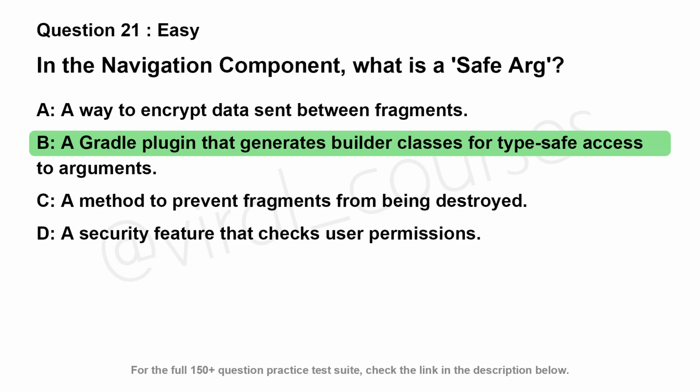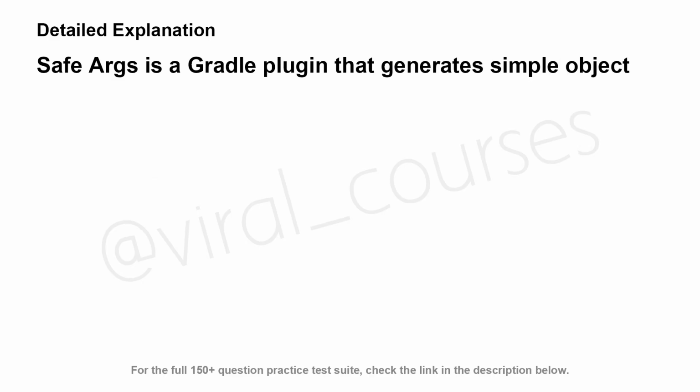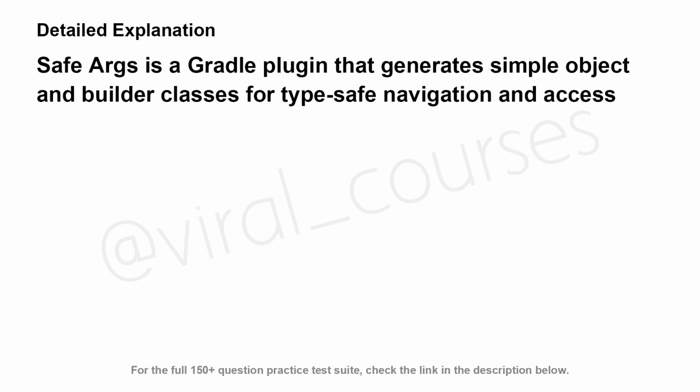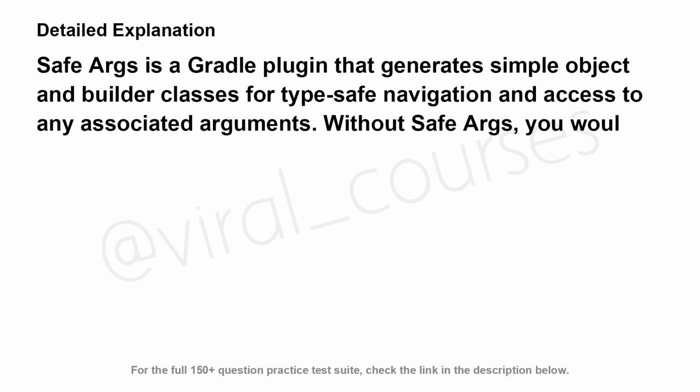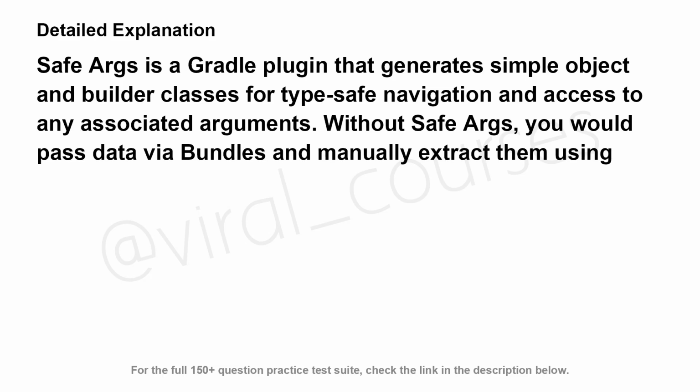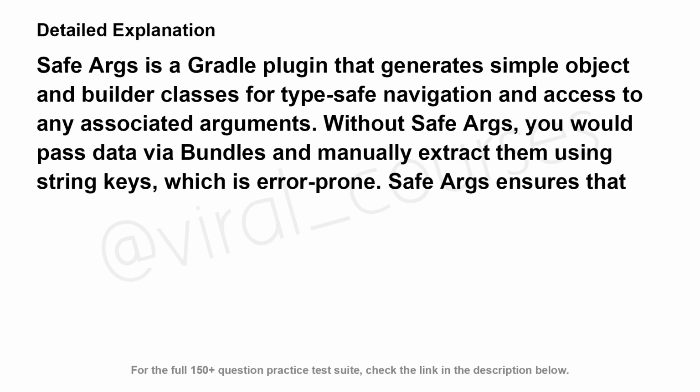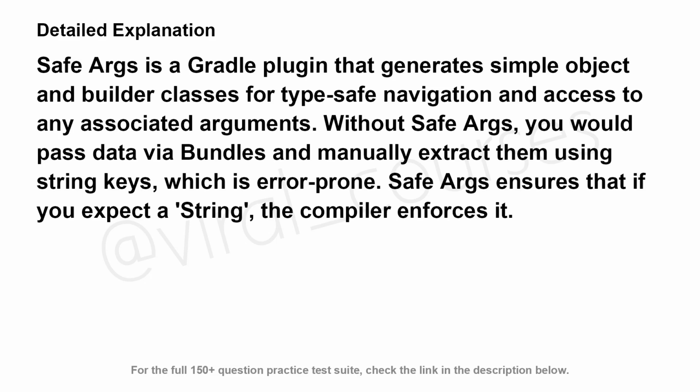The correct answer is B. Safe args is a Gradle plugin that generates simple object and builder classes for type-safe navigation and access to any associated arguments. Without safe args, you would pass data via bundles and manually extract them using string keys, which is error-prone. Safe args ensures that if you expect a string, the compiler enforces it.